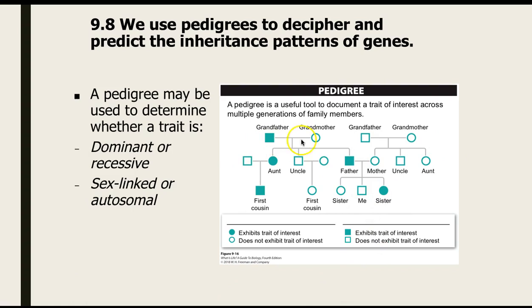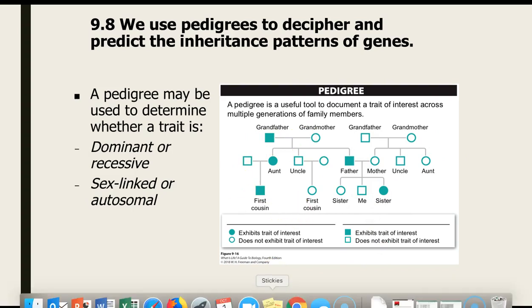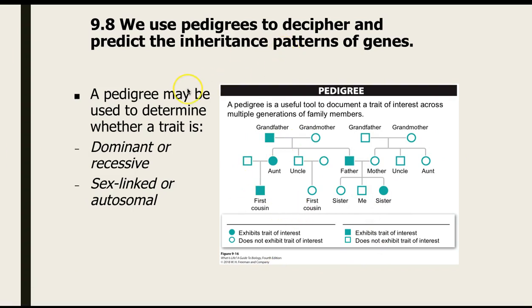So this is again a pedigree, and I know you think about pedigrees as something used for animals or show dogs or cats or what have you, but the same principles apply to humans. So let's take a look at this pedigree. This is a family tree. So any square is male and circles are females.